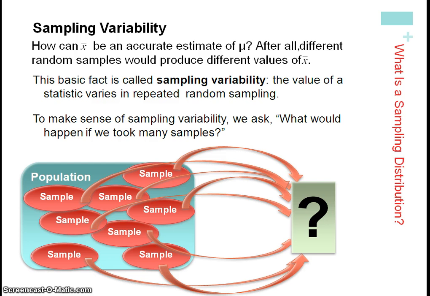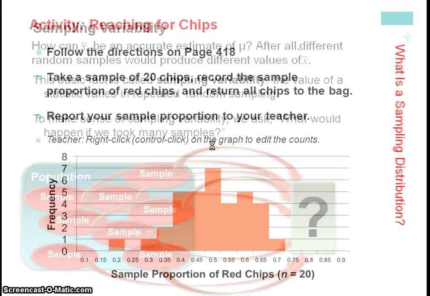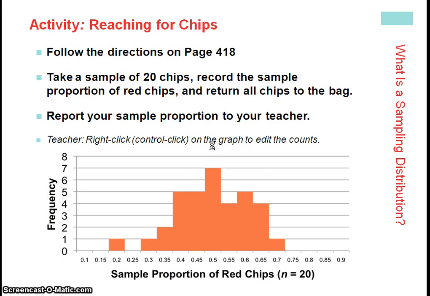Sampling variability is not really a bad thing. It's expected when we sample. When we sample, it's expected that I would get a slightly different answer, a slightly different estimate every single time. That's just the nature of sampling. So, to make sense of sampling variability, we ask what would happen if we took many samples. So that's really what we're going to talk about the rest of this lesson, is what happens if we were to sample over and over and over again.